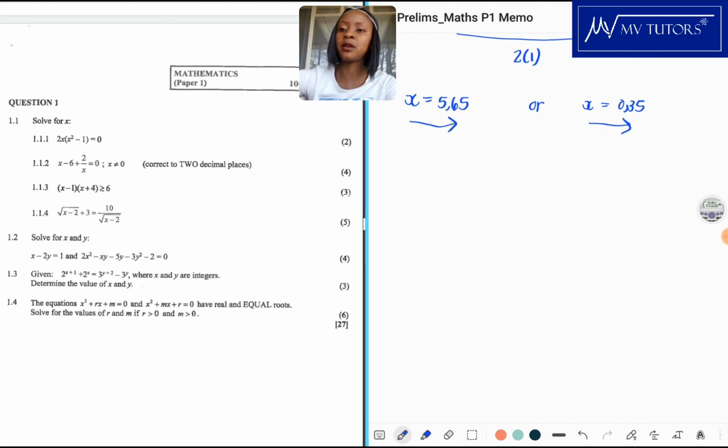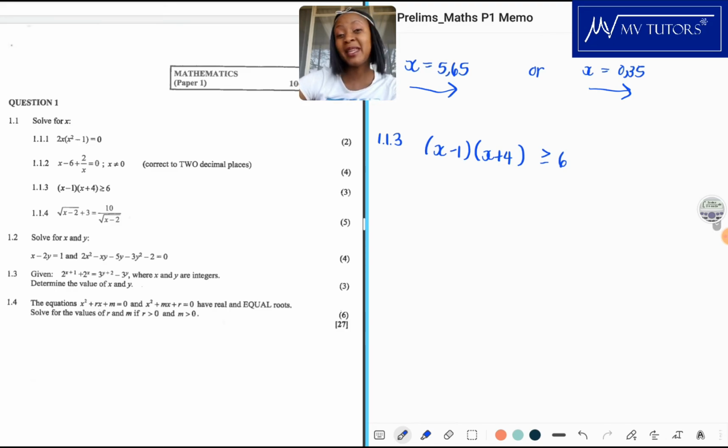And then we move over to 1.1.3. Okay, so we have inequalities there. x minus 1 times x plus 4 is bigger and equal to 6. I know the temptation here is to say, since we already have the brackets, we could say x minus 1 is bigger and equal to 6, or x plus 4 is bigger and equal to 6. But I prefer multiplying it out, taking 6 to the other side, getting new x-intercepts, drawing the figure, and then finally finding out what the answer is. I'm going about it the long way, but it's a way that I understand.